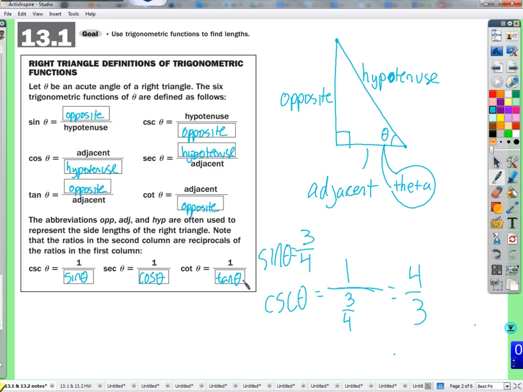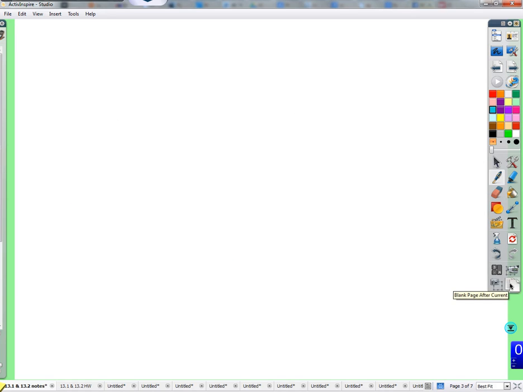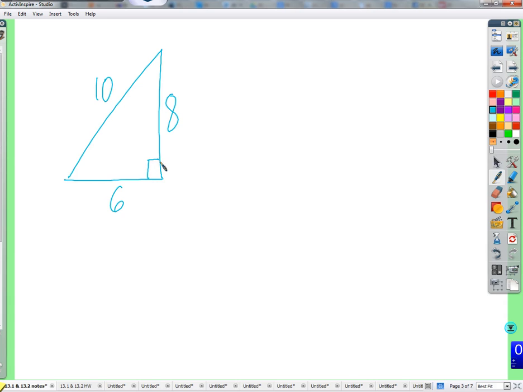So let's just, I'm going to make up a triangle, and you're going to give me the sine, cosine, tangent, cosecant, secant, and cotangent. And it's not that hard, you just go sine, cosine, tangent, and you flip them all over, you got the other three. Okay. So, we'll make up a triangle, that's a right triangle. 6, 8, 10. Okay. Can you tell me the sine, cosine, and tangent? And then cosecant, secant, and cotangent?